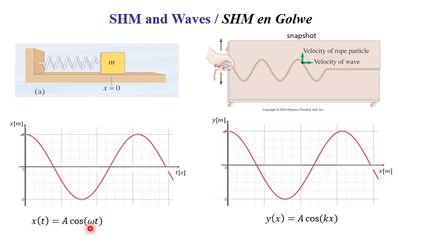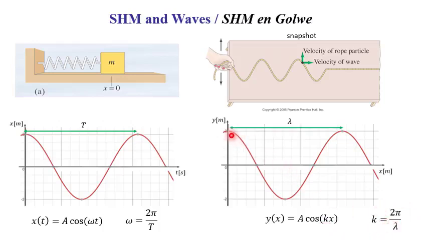And you should remember that omega is 2 pi over the period. And what is the period again? The period is the time it takes for one cycle. So that's the period over there. Whereas k over here is called the wave number. What is the wave number equal to again? k is equal to 2 pi over lambda, where lambda is one cycle of this pattern from there to there.